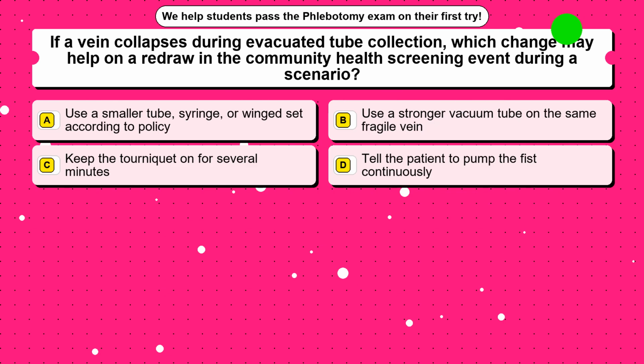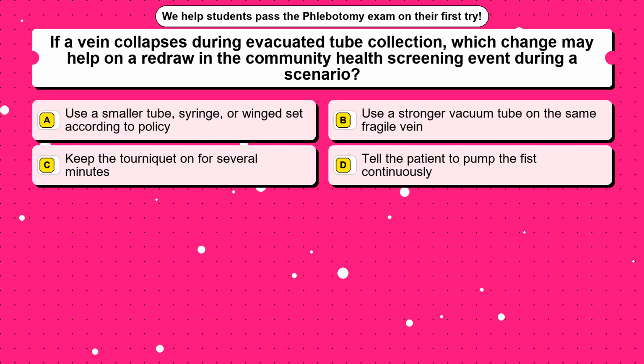Question 33. If a vein collapses during evacuated tube collection, which change may help on a redraw in the community health screening event during a scenario? Option A. Use a smaller tube, syringe, or winged set according to policy. Option B. Use a stronger vacuum tube on the same fragile vein. Option C. Keep the tourniquet on for several minutes. Option D. Tell the patient to pump the fist continuously.